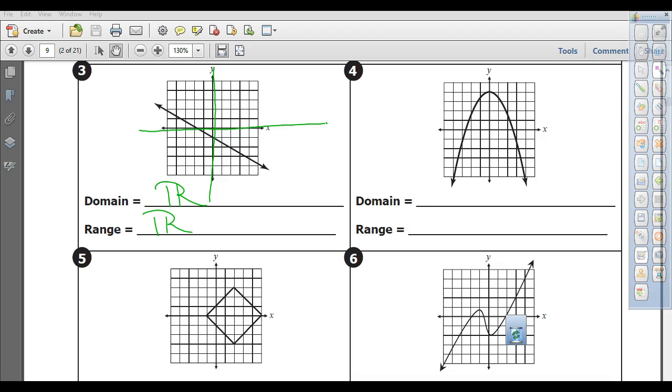Okay, so we're looking at 4, so we're looking at my x's. If I'm looking at my x's, it looks like it might stop, but if I'm going left to right, does this necessarily ever stop? No. So that is all real numbers.